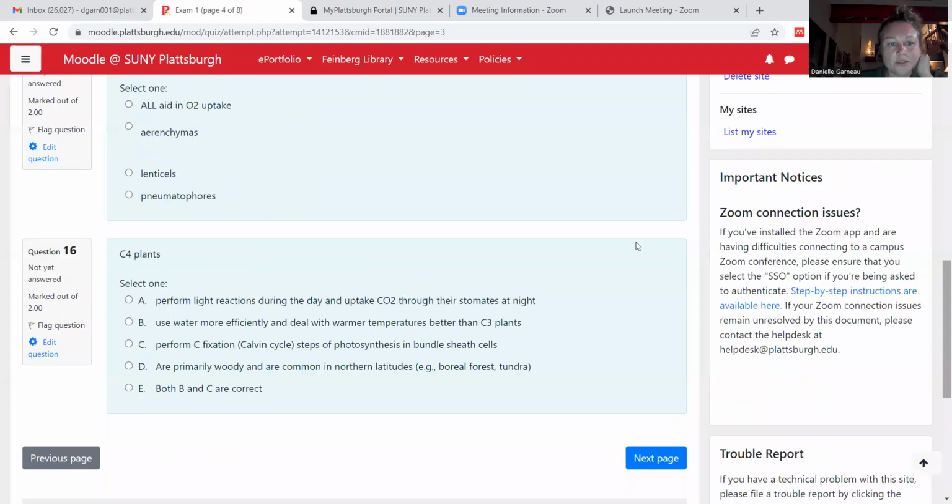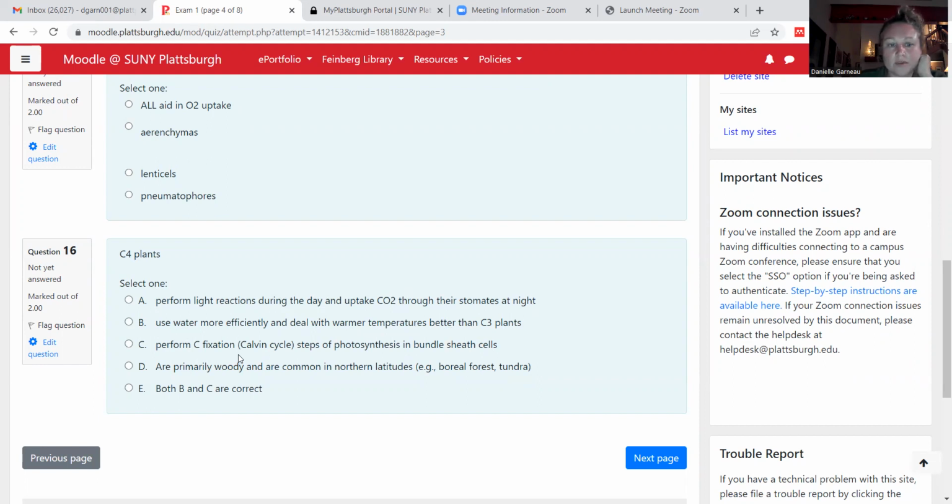Okay, so C4 plants. Temperate areas have mostly C3, C4 moves into those warmer areas. So when we kind of look through our list here, they perform light reactions during the day and uptake CO2 from their stomata at night. Remember that temporal separation was the CAM plants, the desert plants. So that one's not. They use water more efficiently and deal with the warmer temperatures better than C3 plants. Well, that makes sense, right? We're getting into these warmer biomes.